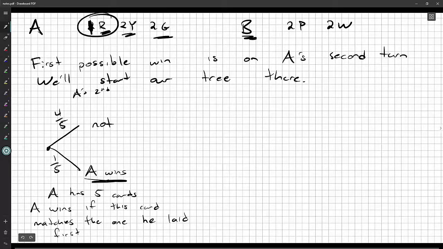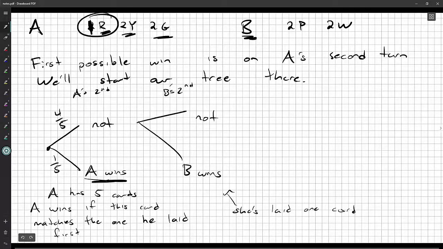Sorry, not 4/3, 4/5, and therefore does not win. And then it's Bridget's second turn, and she could win. Okay, so maybe she wins, or she doesn't. Now, how can she win? Again, if she matches, so she's laid the card, so she's laid one card.